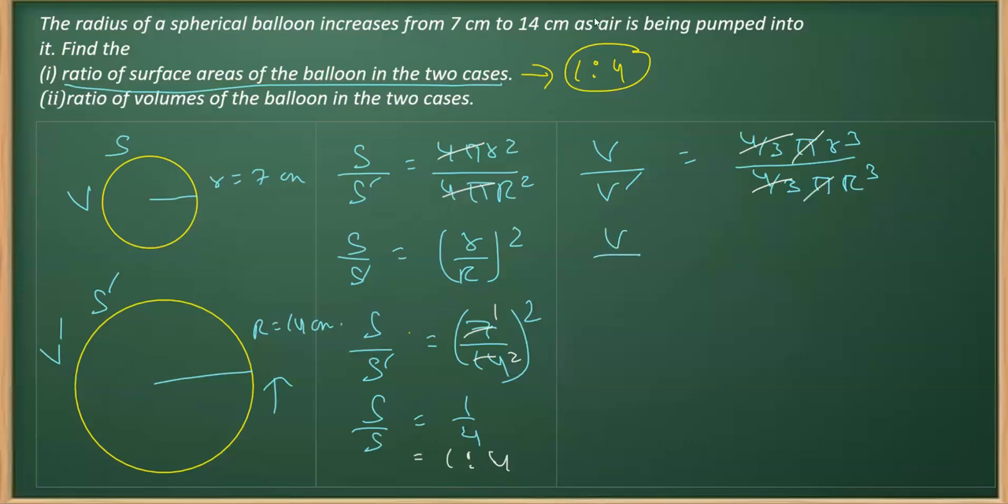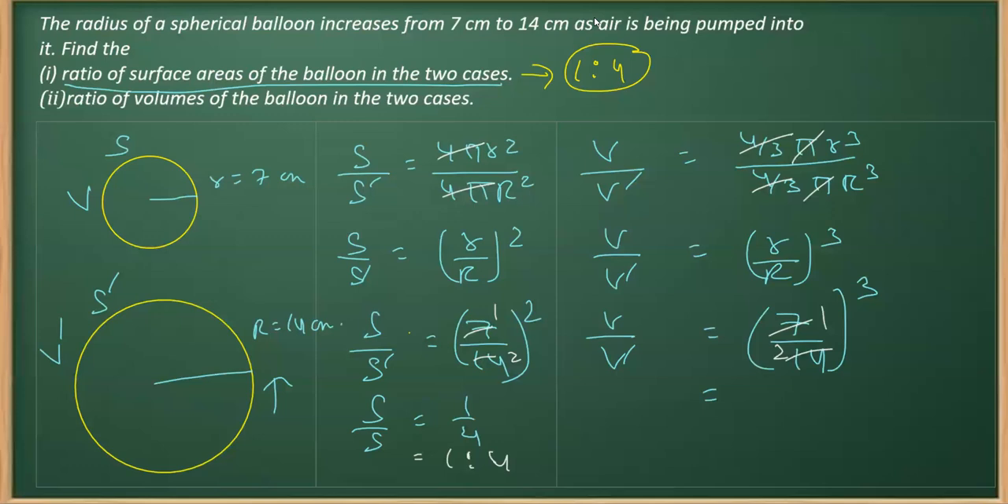As you can see, 4 by 3, 4 by 3, even pi get cancelled. So we get V over V dash as small r over capital R whole cube. I can replace small r with its value, that is 7, and capital R with its value, that is 14, and then cube of this. So I can reduce it similar to the previous question. It is 1 over 2. So V over V dash is the cube of 1 by 2, right? As cube of 1 is 1, cube of 2 is 8. So this time the ratio, V over V dash, will be 1:8.